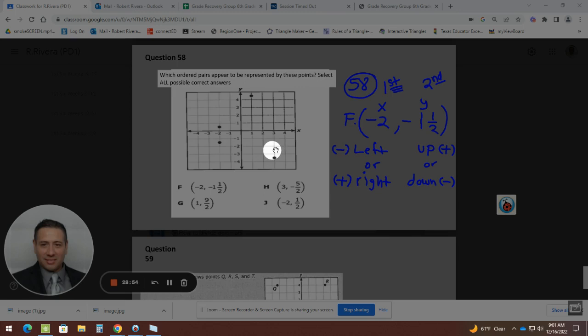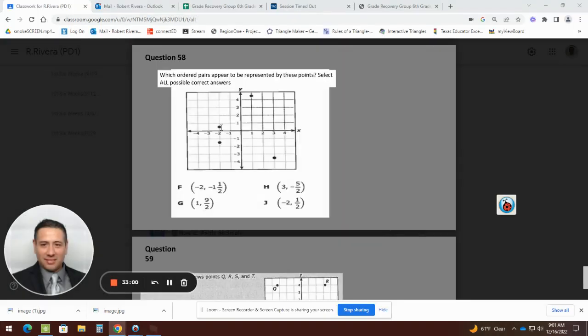The last one, -2.5. -2: 1, 2, and half means la mitad, right there. Okay, so that one is there. The only one that's not there, and they want to know which ones are possible. So in this case, I would choose one answer. The ones that were possible were F, G, and J. H was not there. Okay?